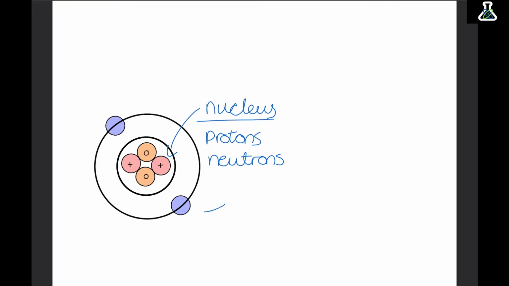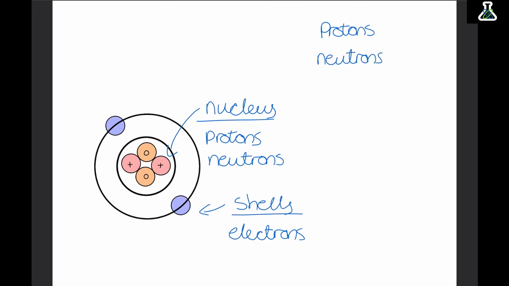Okay, so this is an atom, and inside the nucleus of the atom we have protons and neutrons. And then in the shells outside of the nucleus we have electrons. So we have three subatomic particles: protons, neutrons, and electrons. Protons have a charge of +1, so they're positive. Neutrons have a charge of 0, so they're neutral, they have no charge. And electrons have a charge of -1, so they're negative.